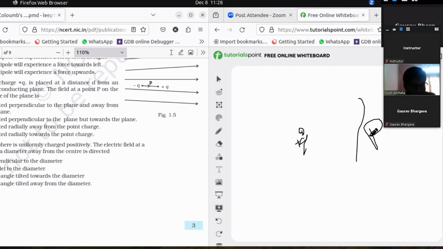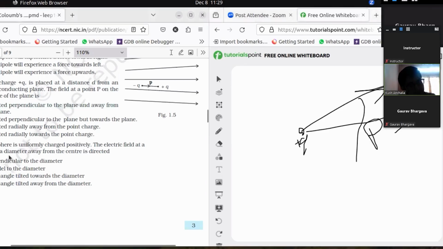Okay, fine. See, because of this, how will the electric fields be? Directly towards it. For the field at point P on the other side, if P is just in front of Q, then it will be directed outwards from the plane, obviously. Directly perpendicular to the plane and away from the plane. I think this should be the right answer.